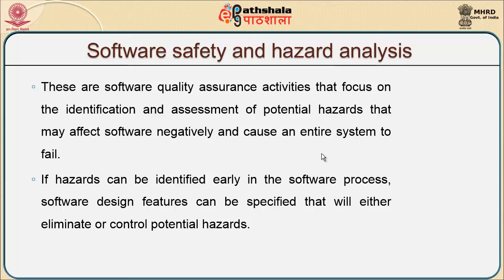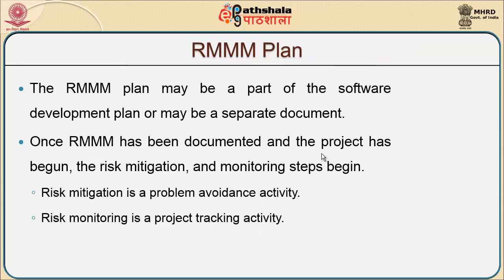To ensure quality and assure the quality process, there is a list of activities that focus on the identification and assessment of potential hazards that may affect software negatively and cause an entire system to fail. If the same hazards can be identified early during the process, that means we are making it proactive in nature, and software design features can be specified that will either try eliminating or controlling potential hazards. So, what do we do here?